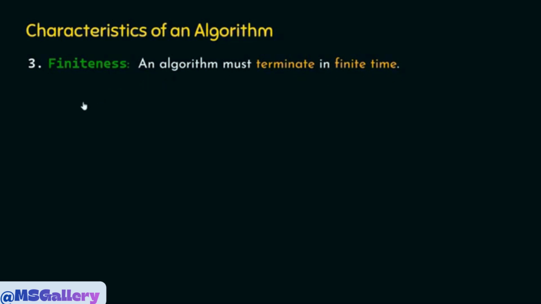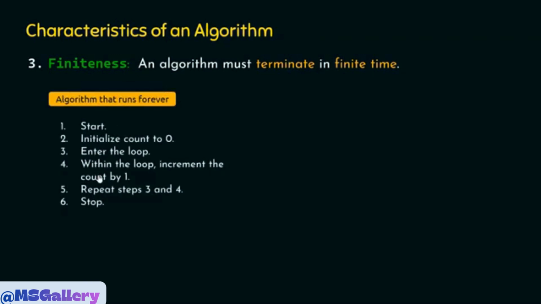Let's discuss an example algorithm that runs forever. Here is the algorithm. In this algorithm, we are first initializing count to 0. So there is some variable count and it is initialized to 0. Then we are entering the loop. Now within this loop, we are incrementing the count by 1.